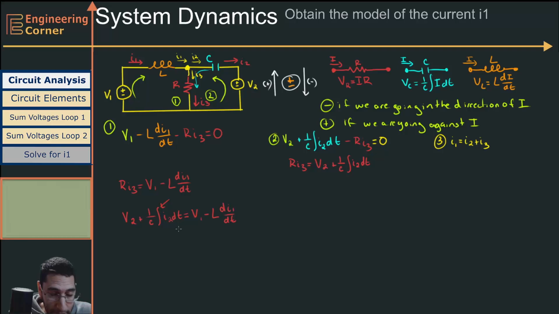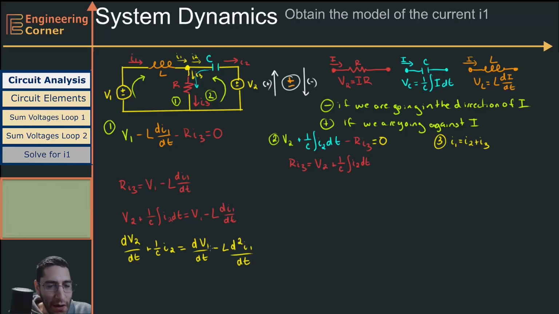Now, I want to get rid of this integral. This is a personal way I like to do this. I like to get rid of those integrals as soon as I can. And to do that, we're going to take the derivative of both sides. So we're going to say dv2 dt plus 1 over C, and when we take the derivative of the integral, it just becomes I2, is going to be equal to dv1 dt minus L, well, this is already a derivative, so it becomes a second derivative, d2 I1 over dt squared.